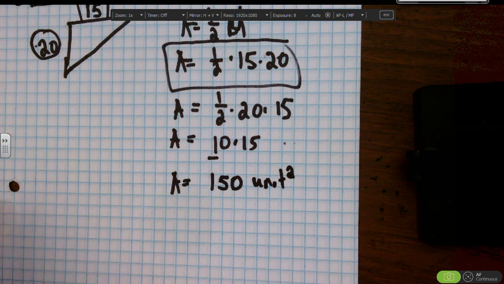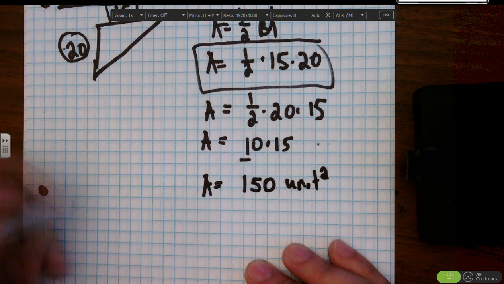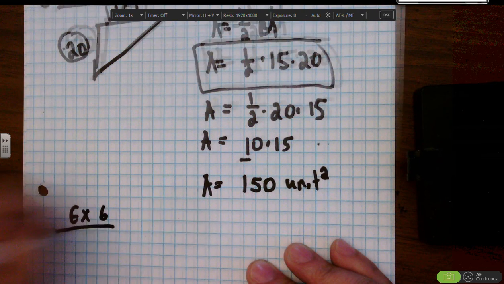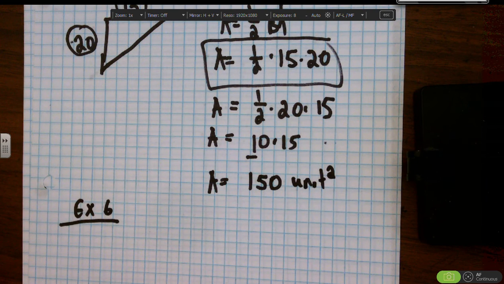So let's put in example 6. We've got example 7 for our last one, but we got example 6 right here. And example 6 looks like this.